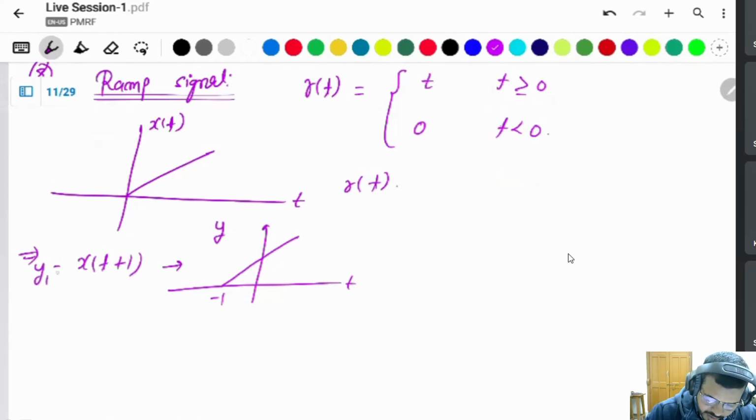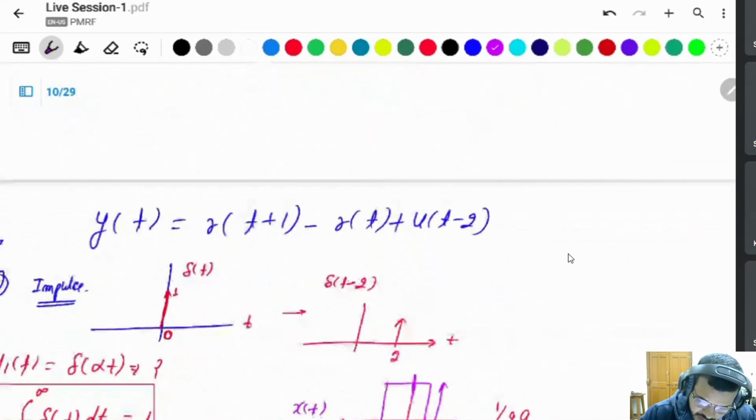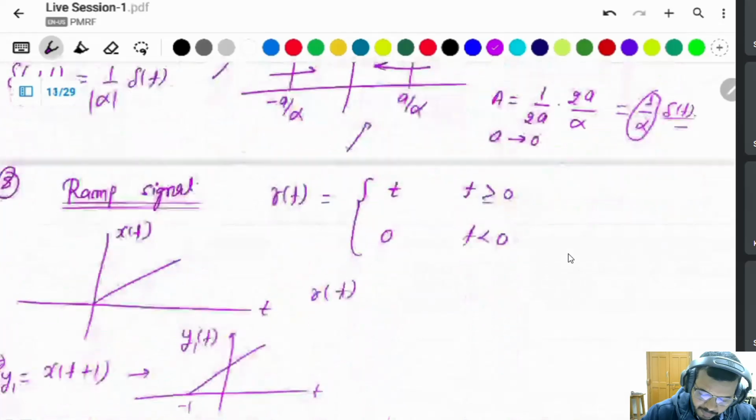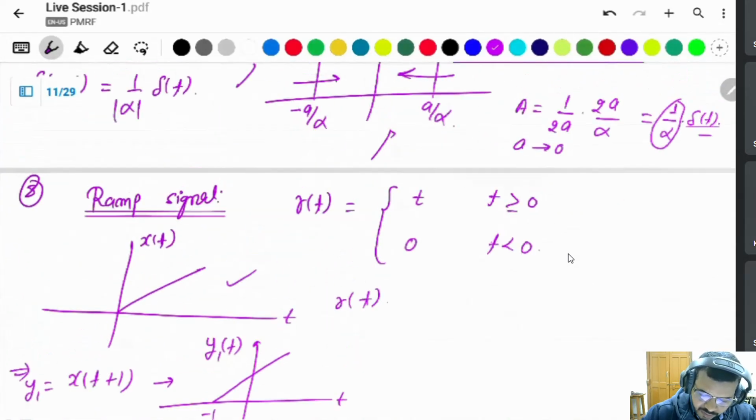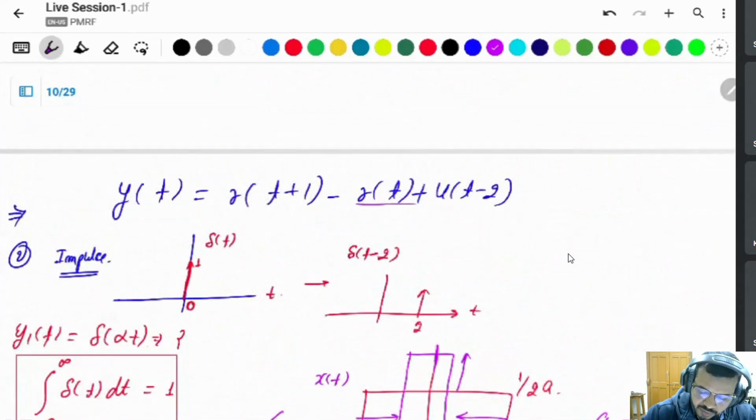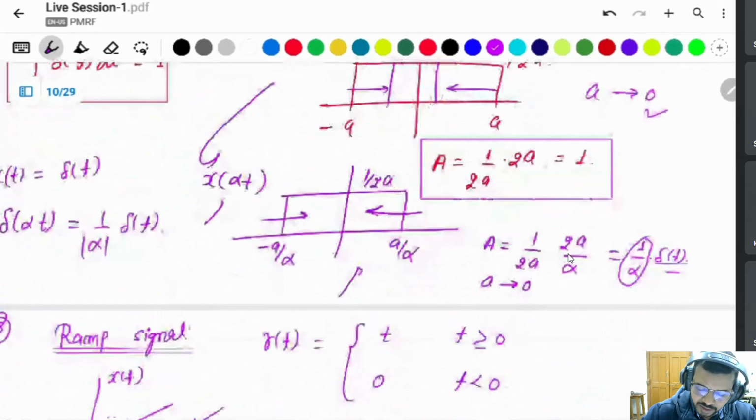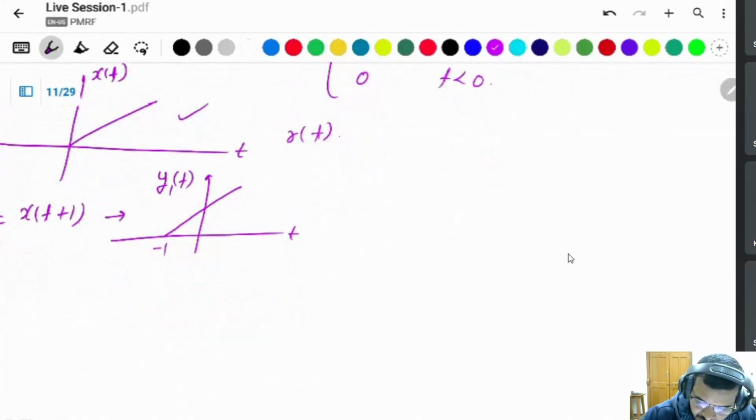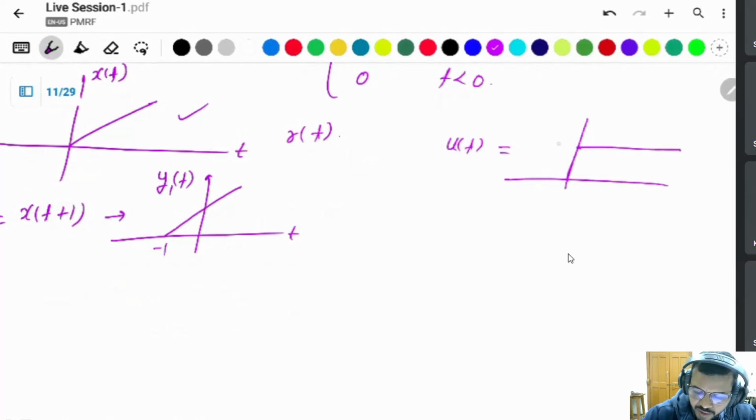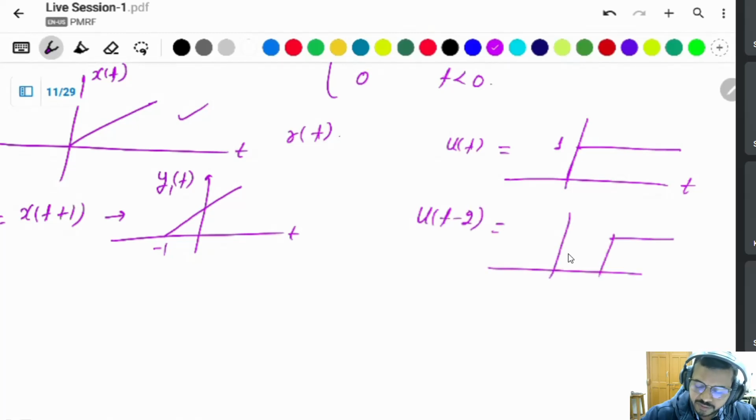If we take y1, the second thing in the question is r(t), the ramp signal. The ramp signal is this. Third one is y(t), oh sorry, the step signal u(t) minus u(t minus 2). u(t) is simple, this one 1, and what is t minus 2? This will be shifted here to 1.